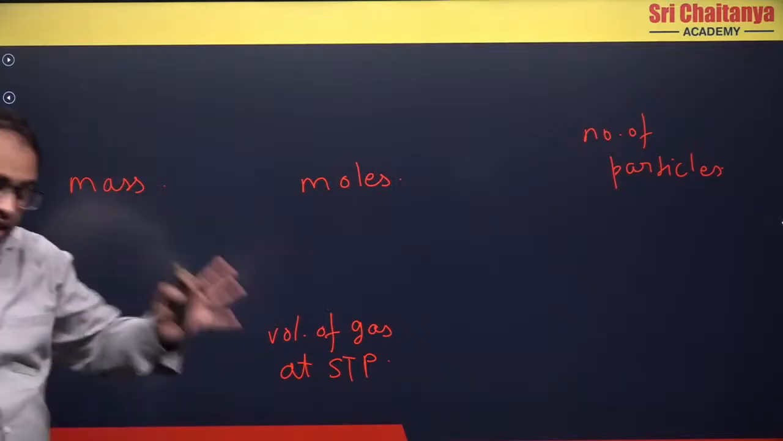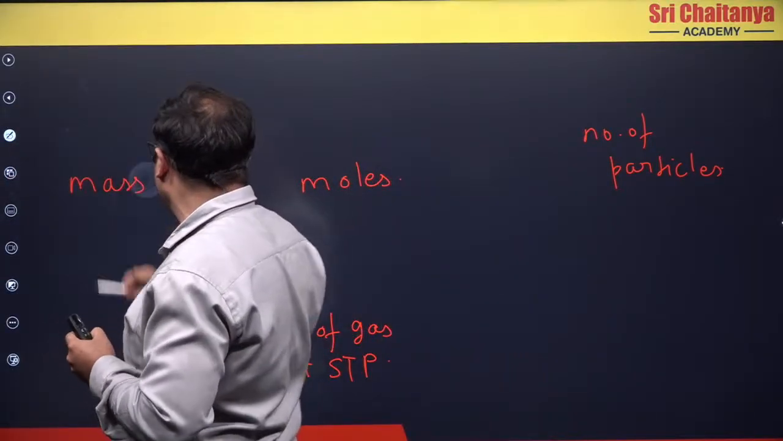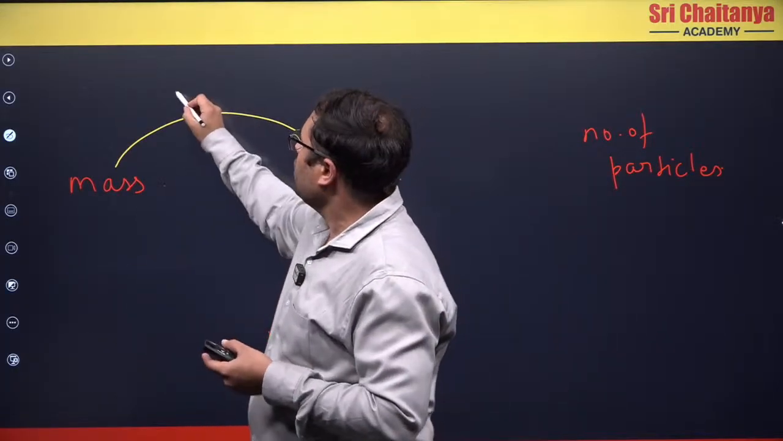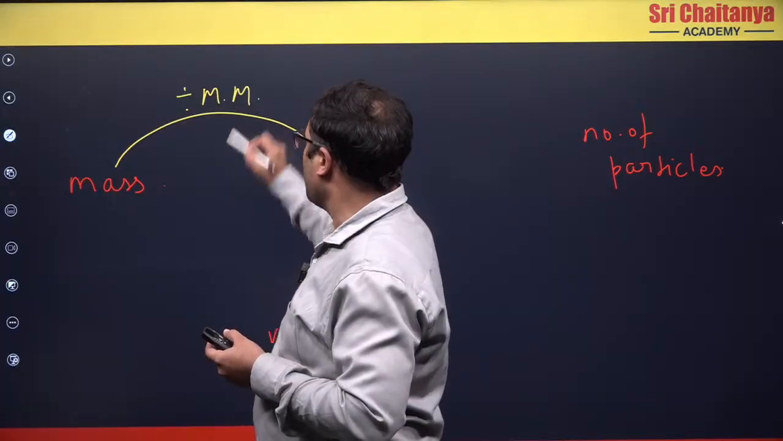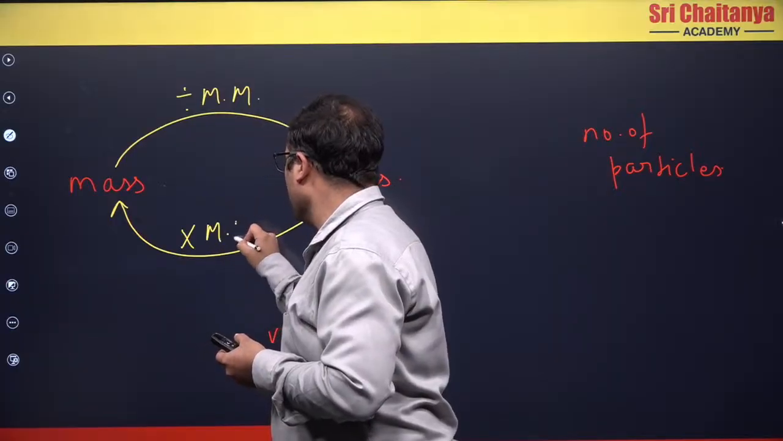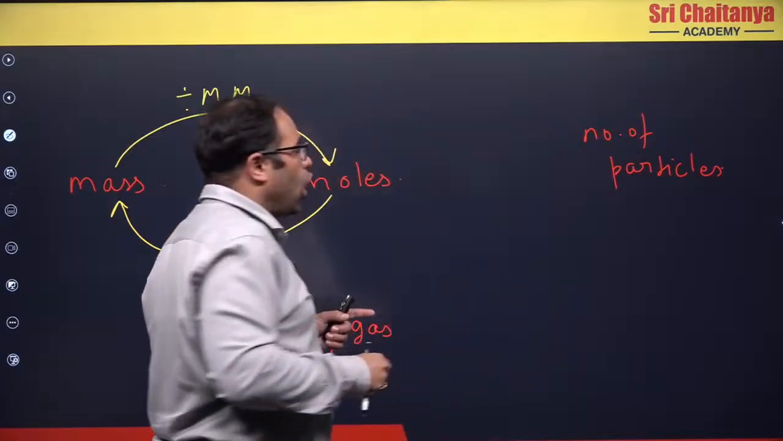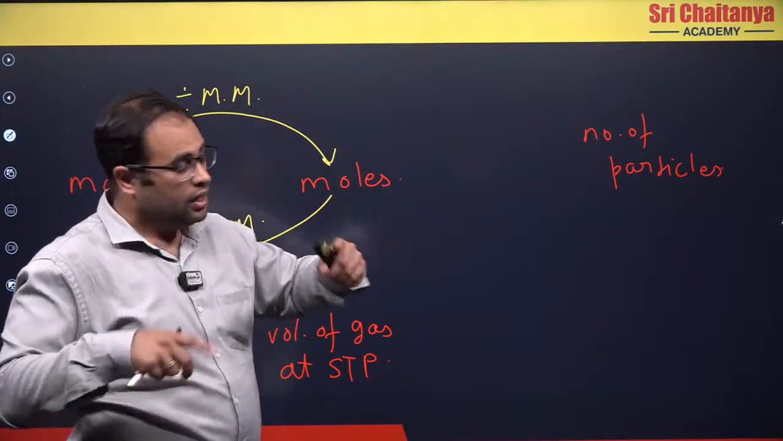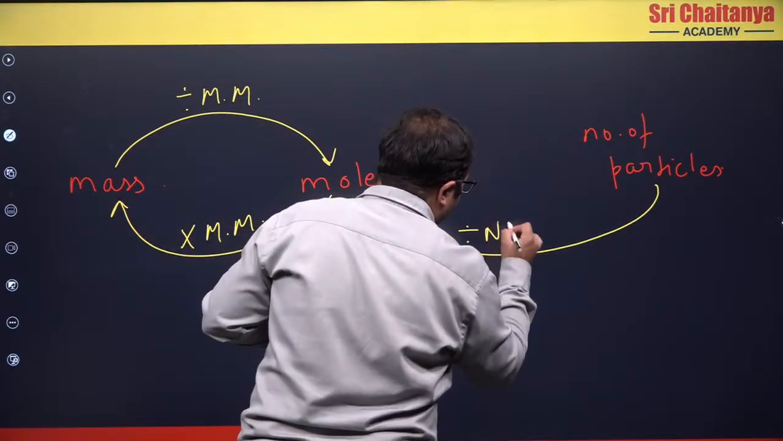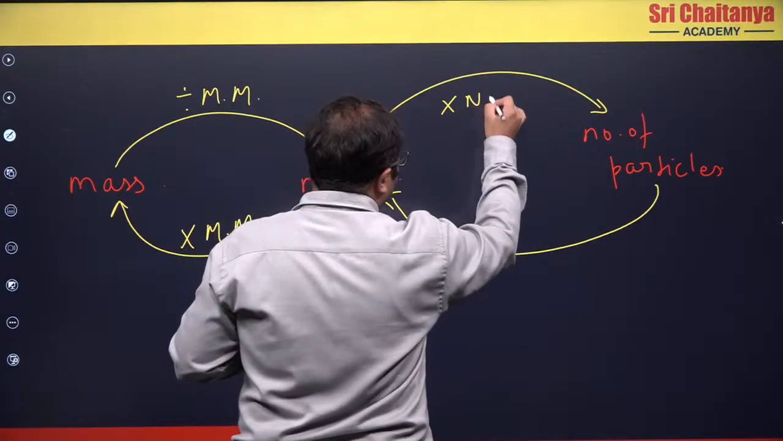Now let us summarize the complete lecture into one slide, how we are going to move from one place to the other. If you have to move from mass to moles, you will divide it by molar mass. If you have to go reverse, you will multiply it by molar mass. This side is done. Let us move to this side. Number of particles to moles, you will divide by Avogadro's number. But if you have to move from moles to particles, you will multiply it by Avogadro's number.